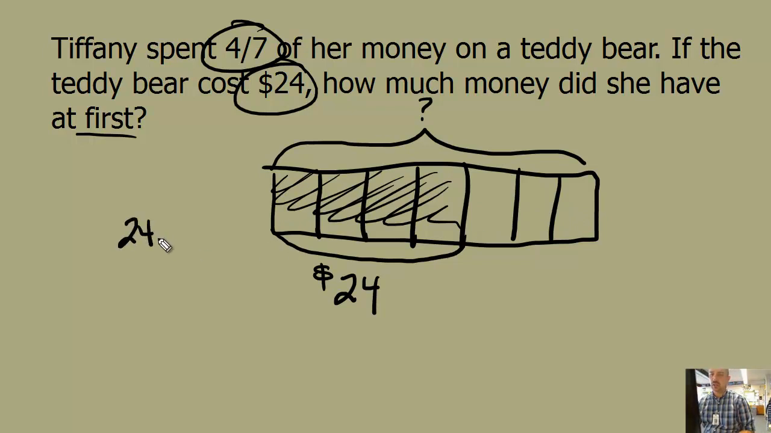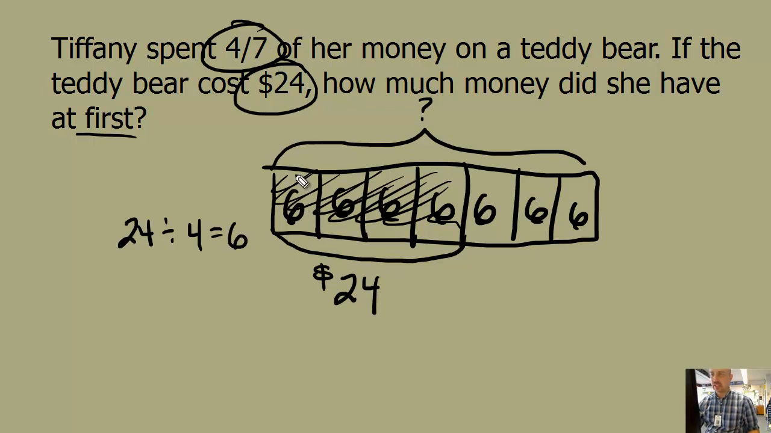We're going to do 24 divided by 4. And we know 24 divided by 4 is 6. And so this is 6, and this is 6, and this is 6, and this is 6, and these are also 6s. If I double check that, 6, 12, 18, 24, that's true. So now in order for me to find the whole thing, I'm going to multiply 6 by how many I have here, my denominator, 7, because I have 7 of them. 1, 2, 3, 4, 5, 6, 7. So I'm going to do 6 multiplied by 7. 6 multiplied by 7 is 42.